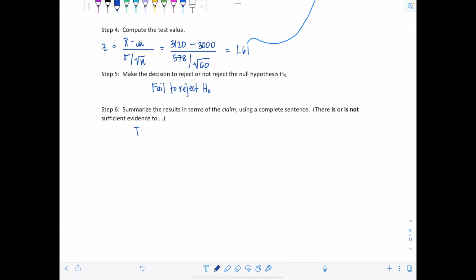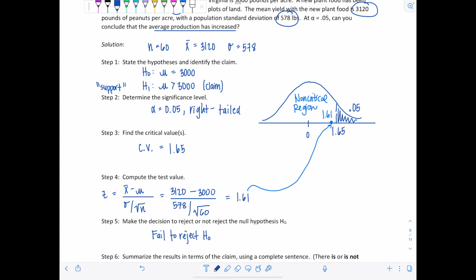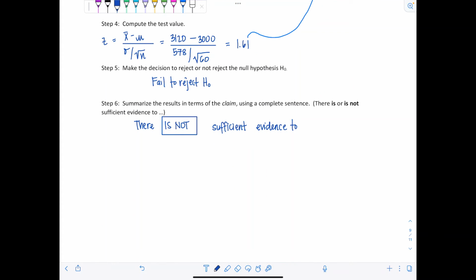So there, do we say is or is not? Is not, because we failed to reject the null. There is not sufficient evidence to, do I say reject or support next? Check, where was the claim? In the null or in the alternative? It was in the alternative, so that means you use the word support when you're summarizing. If the claim was in the null, you would use the word reject. Okay, so there's not sufficient evidence to support the claim.